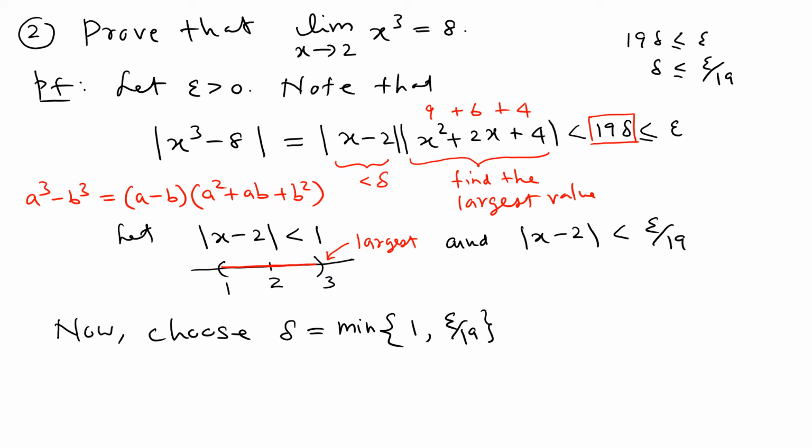So now let's see how the rest of the argument works. Then you can write this now. Then you can say, if 0 is less than the absolute value of x minus 2, in this case it is 2, less than delta, this implies that, because delta is the minimum, x minus 2 is less than any of them.